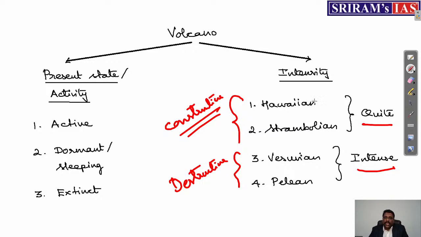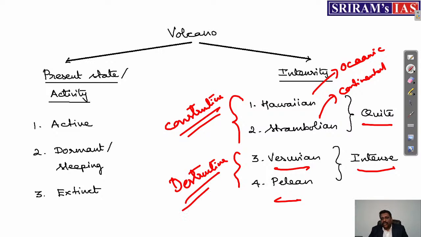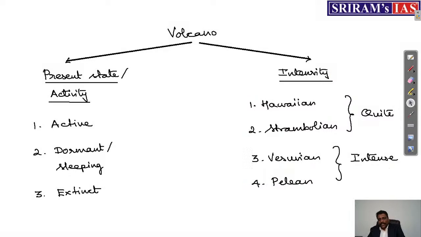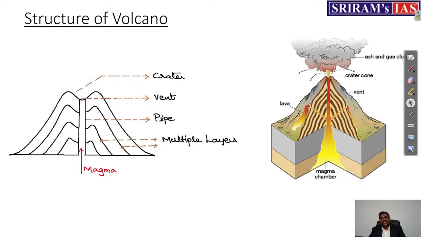In that way, Hawaiian is the quietest type, where oceanic divergence occurs. Strombolian type is continental divergence. Vesuvian and Pelian, I'll be having along destructive boundaries. And Pelian is the most intensive type of volcanic activity that we have recorded. Pelian is not a separate type. Intensified Vesuvian, we call them as Pelian. Going into individual magmas and all is not needed.